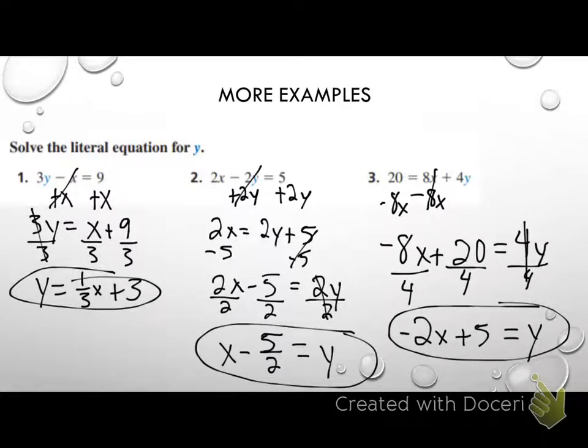Any questions on anything I've done so far? Is it making sense? Just using your order of operations to solve for the variable it asks you to solve for. Or your inverse operations, my apologies. Can I move on?